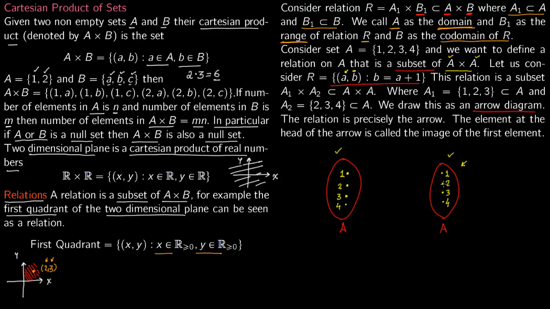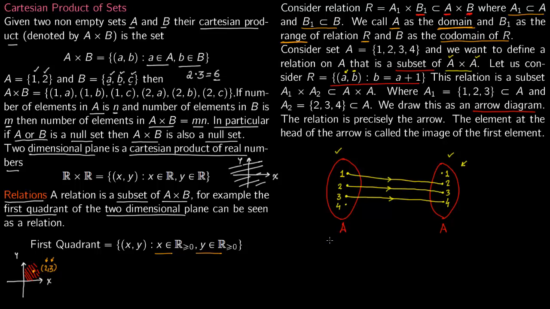So the element here is the element there plus 1. If you add 1 to 1, you get 2. You add 2 plus 1, you get 3. 3 plus 1, you get 4. Four plus 1 is 5, but it does not lie in A. So there is no arrow coming out of 4. Similarly, 0 plus 1 is 1, but there is no 0 in A. So there is no arrow going into 1.